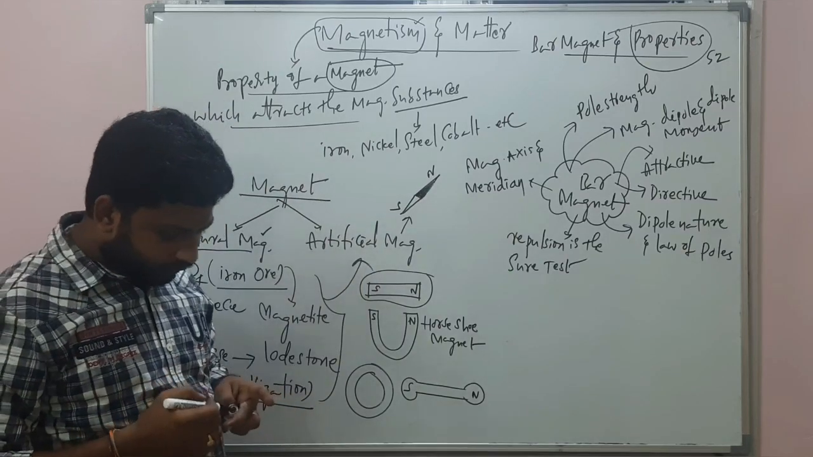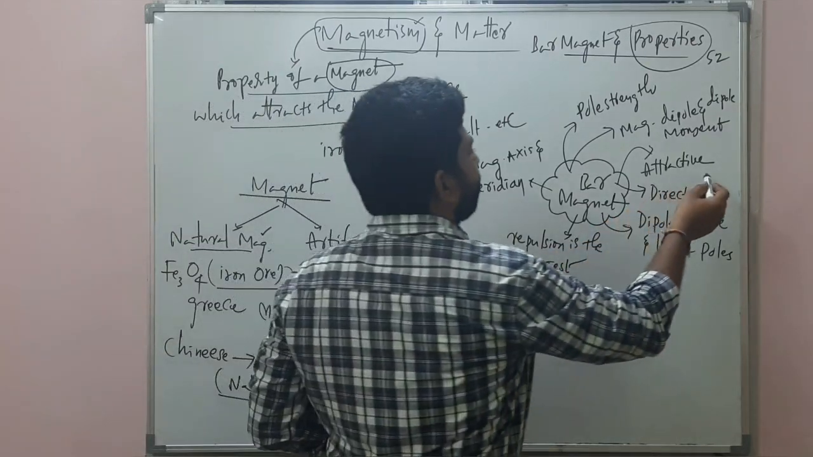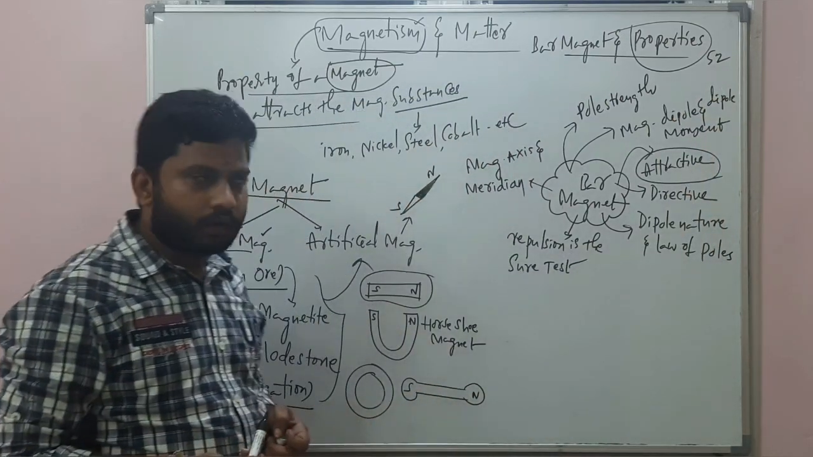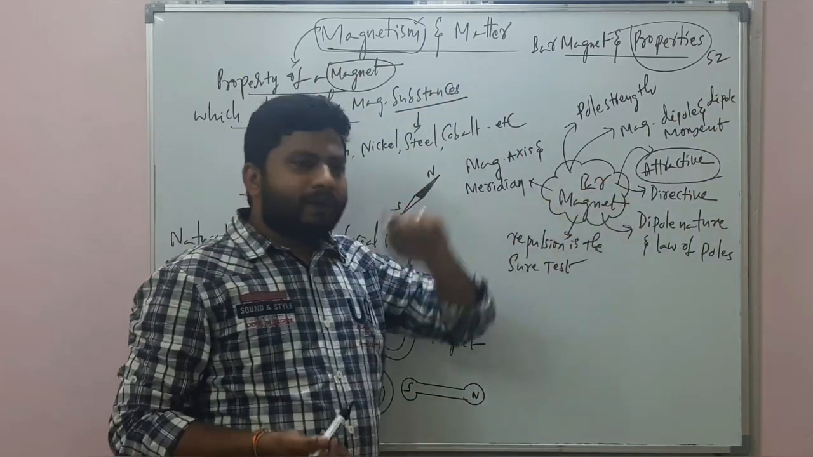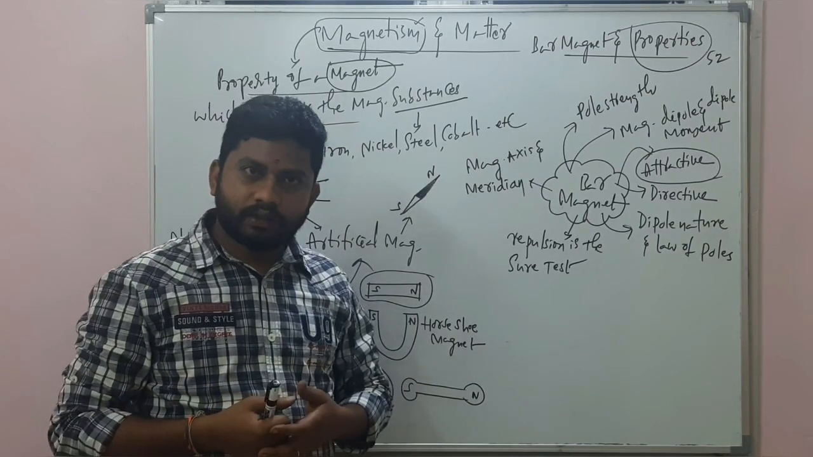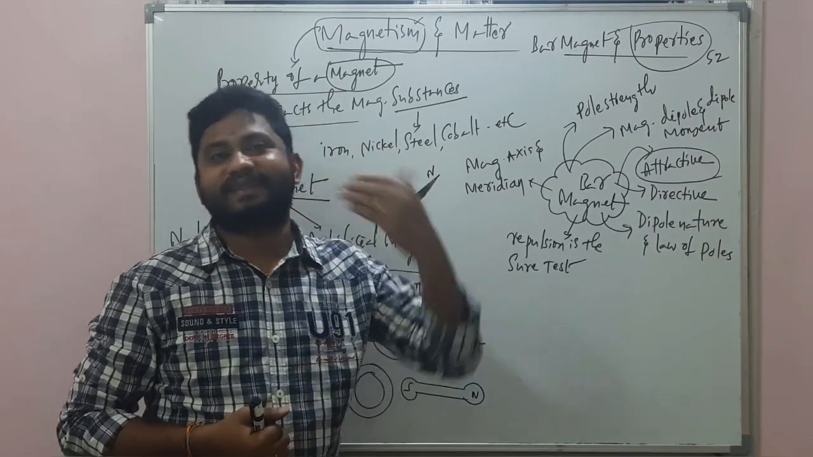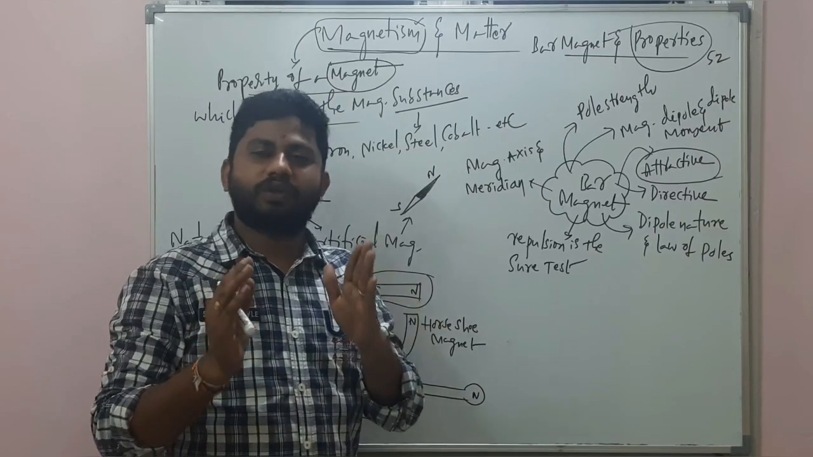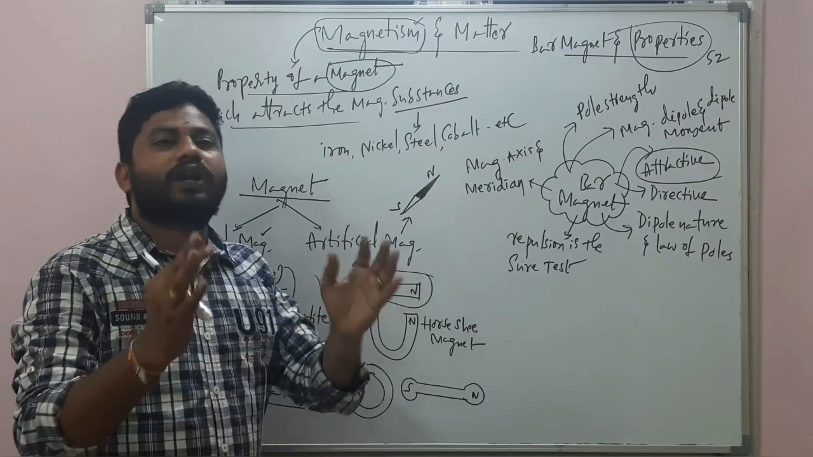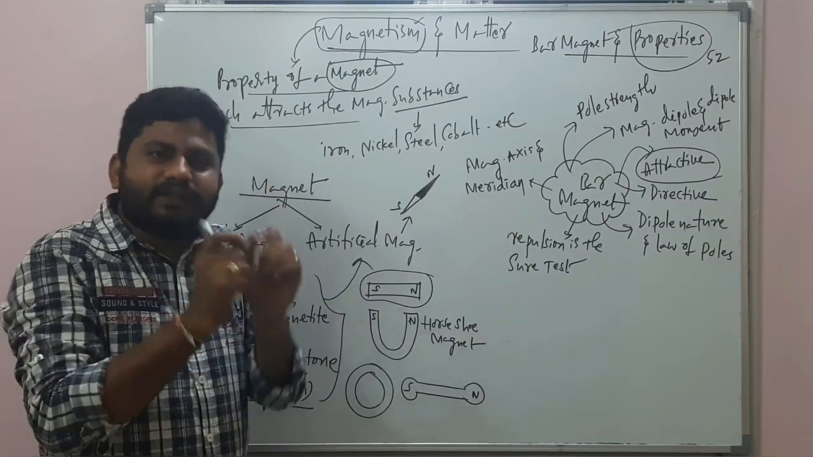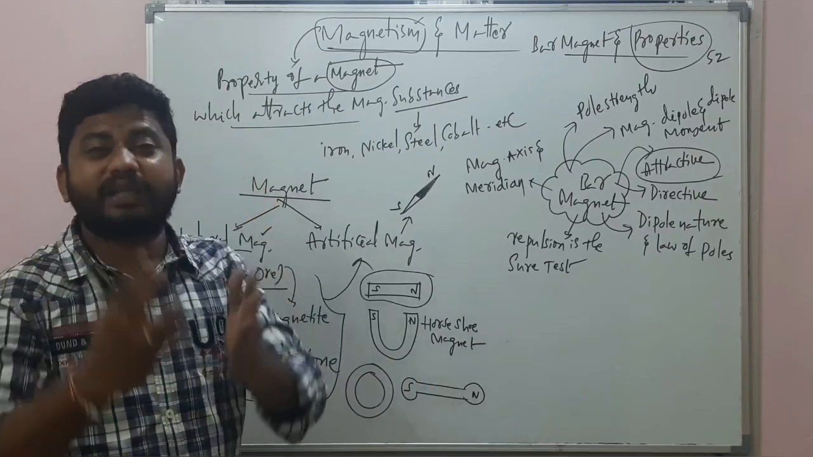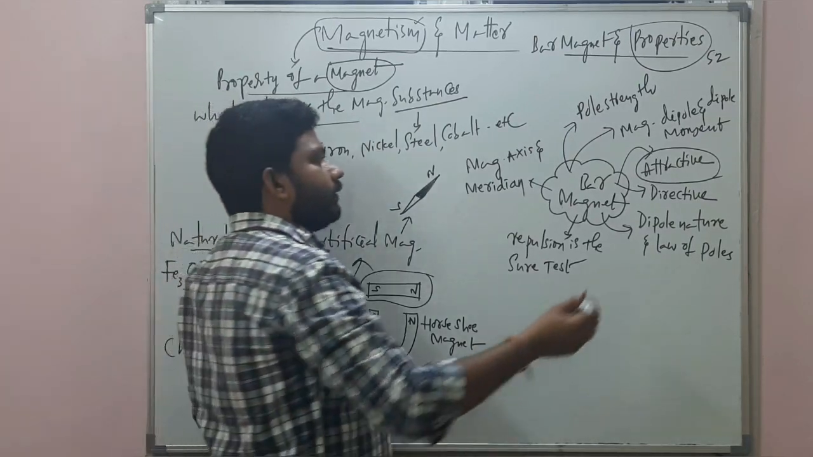Listen, attractive property. What is this attractive property first? A bar magnet will attract another bar magnet or other magnetic substances. You know the magnetic substances. That's called attractive property. Magnet means the first thing that comes into your mind is the attractive property. Simple.